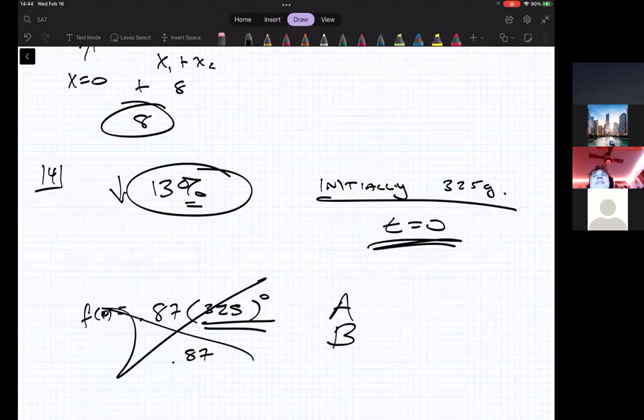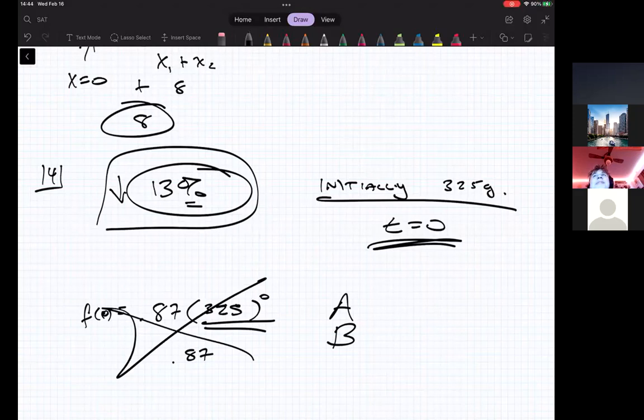And then a lot of people just went with B because they saw the 0.13. But remember, if you're going down by a percentage, that's a percent change. That's the same thing as if you go to the store, you have 20% off. If you have 20% off, how much are you actually paying? You're paying 80%. That's where the 87% comes from. A lot of people went with B when they should have picked A.